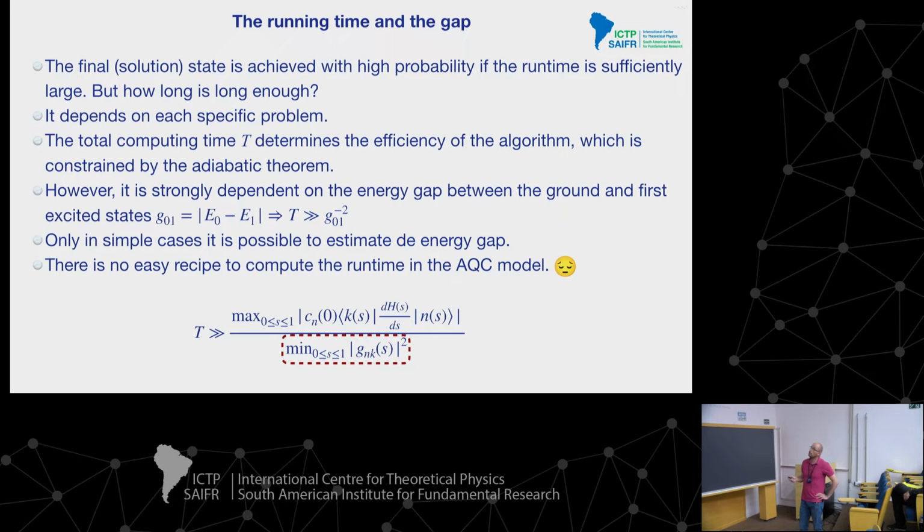Okay. Now I'm going to talk about the running time and the gap. The idea is that if I wait long enough, the capital T, the total time of the evolution, I will be sure that I will be very close to the ground state of the system, but we don't know how long this is. Actually, this will depend on each problem. Each problem, as I mentioned in the example of the 3-SAT problem, is a very hard problem, so it will take much time. Then it's necessary to analyze each case.